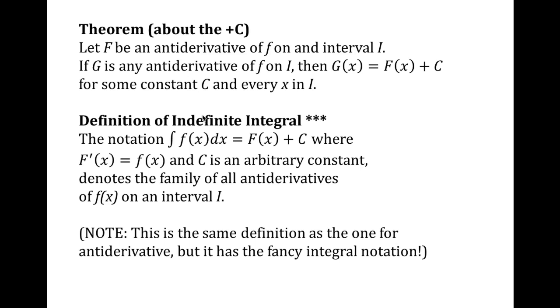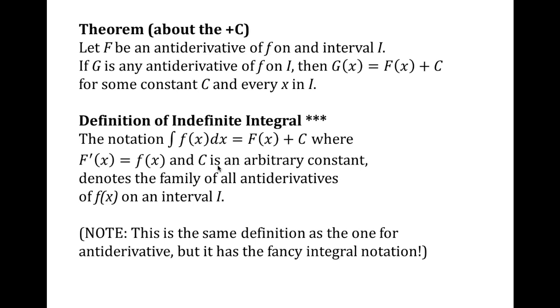So we have a formal theorem about this c. If capital F is an antiderivative of a little f, and g is also an antiderivative, then g and F only differ by a plus c. So now we can put that into a definition. This is the definition you need to have memorized. If I have the notation integral of a function, to go backwards from this function to its indefinite integral, I change it to a capital F, and I always make sure I add a plus c on the end.